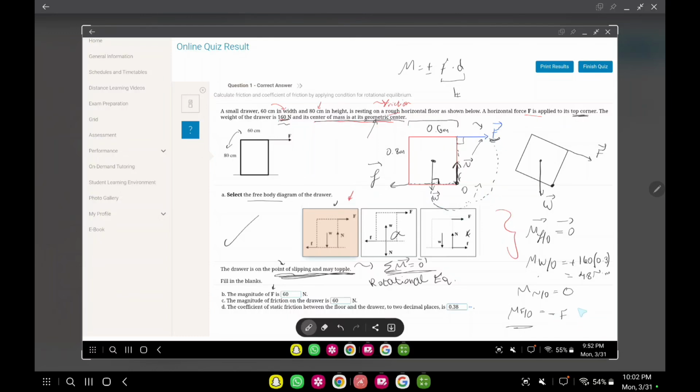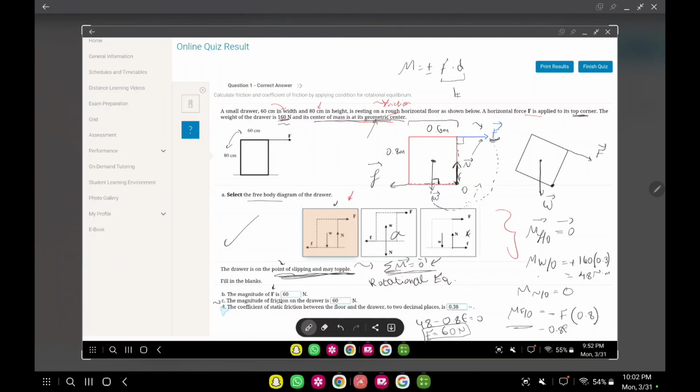Its force is F, we don't know how much it is. Its distance is vertically how much? 0.8 meters, so minus 0.8 F. What do we know? That the sum is equal to 0, right? Why? Because it's in rotational equilibrium. So you're going to say 48 minus 0.8 F is equal to 0. You're going to get F is equal to 60 newtons. Okay? Very easy. What is the magnitude of friction on the drawer?